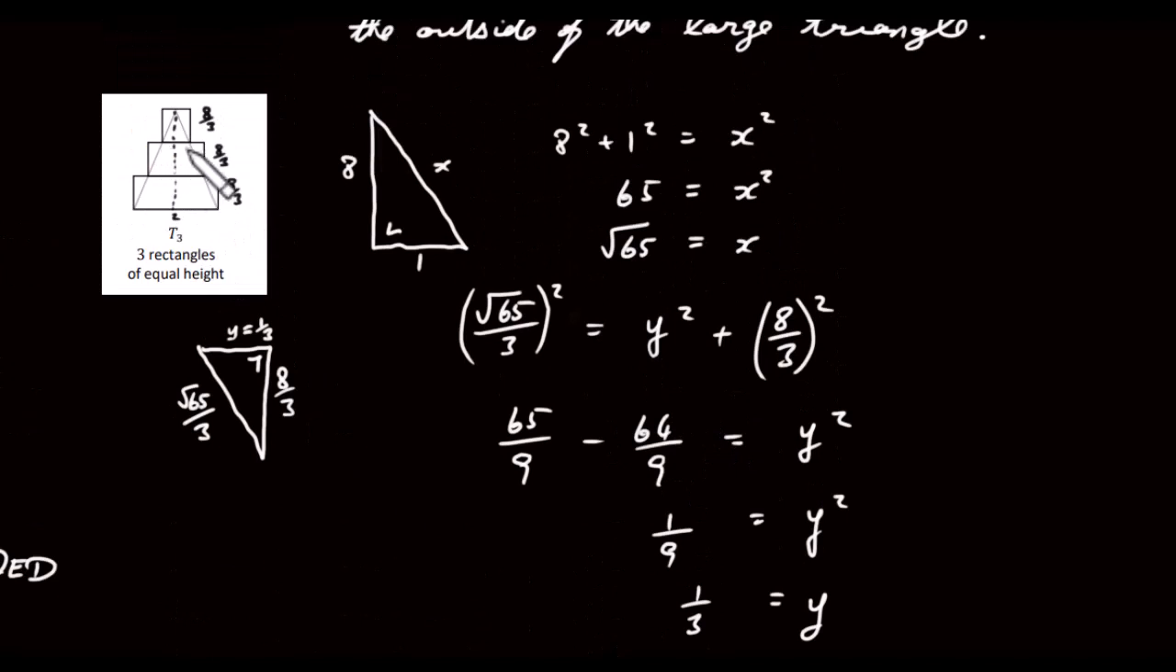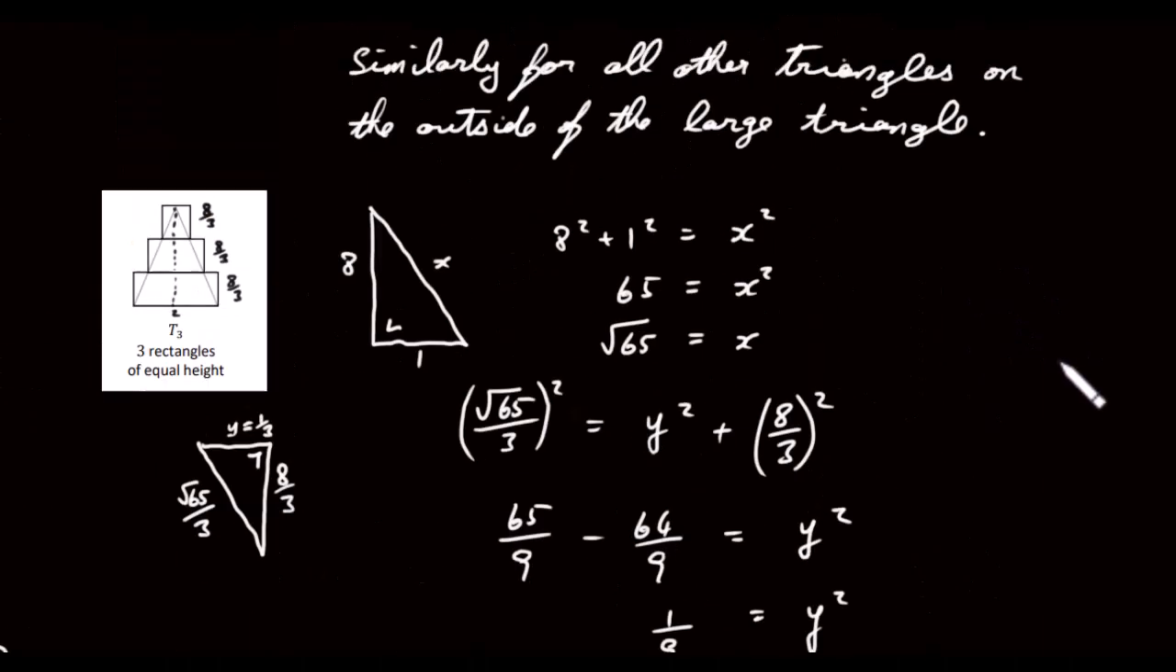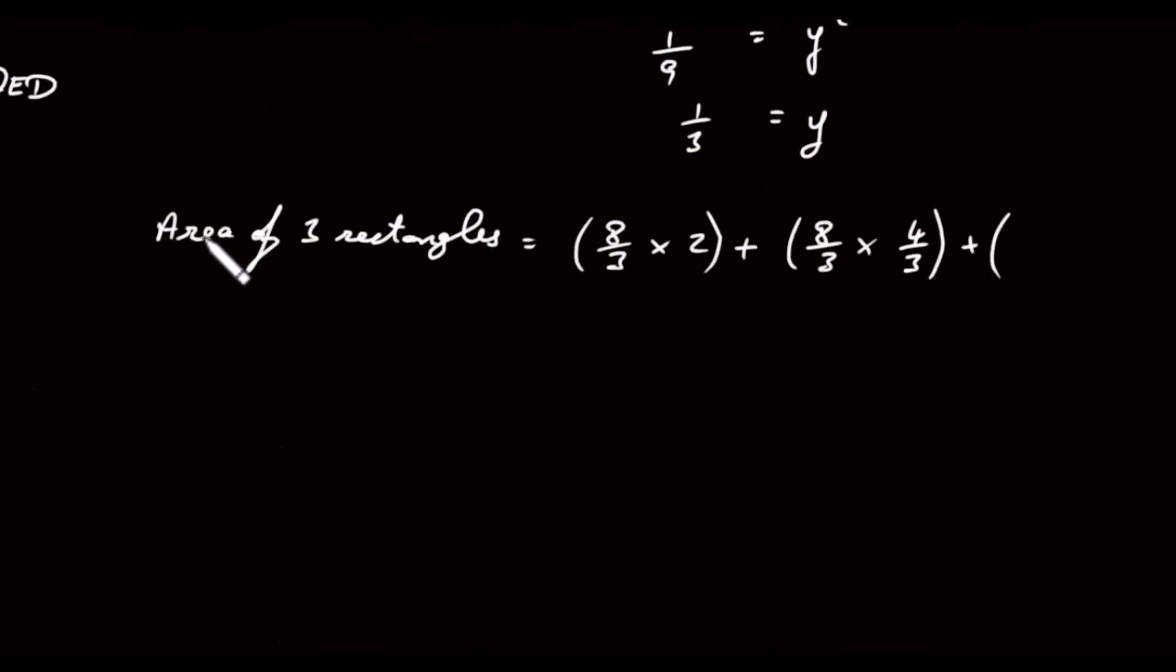What about this one here then? This one is going to be 8 over 3 times this distance here. What's that distance? Well, we know that that's 1/3. So from there to there is 1/3, from there to there is 1/3, and so on. So that's 1, 2, 3, 4/3. So that's our second one. So it's plus 8 over 3 times 4/3. And then the little rectangle on the top is going to be 8 over 3 times 2/3.